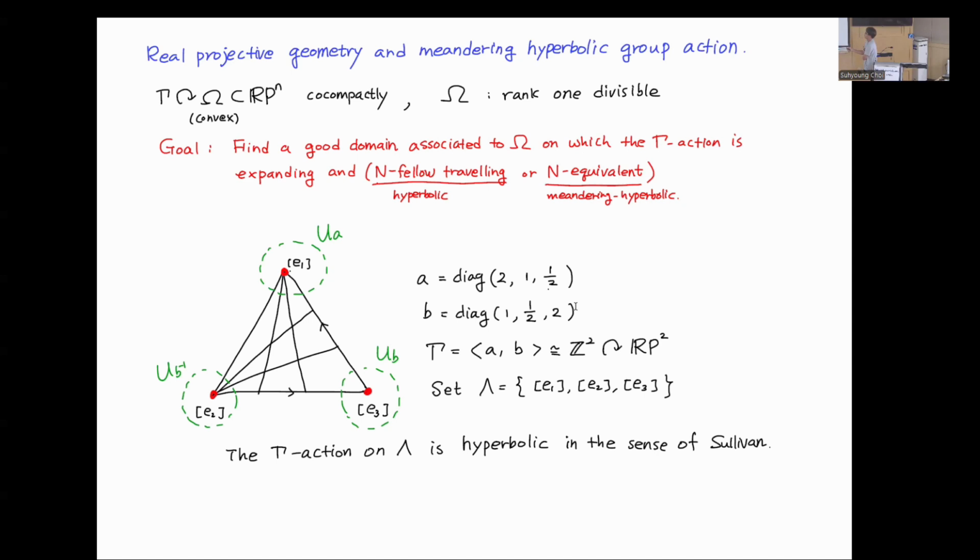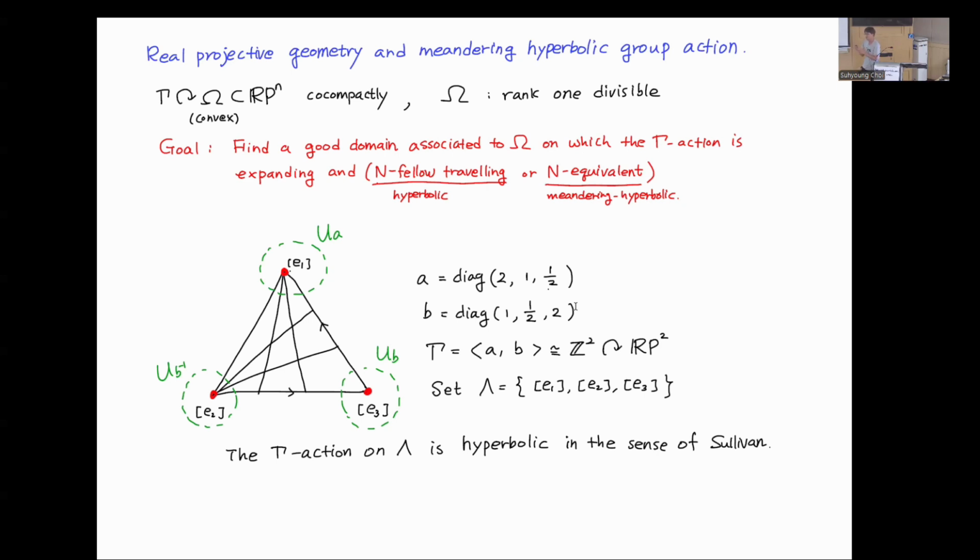Then what is a good domain associated to omega on which the action is expanding and maybe more parallel traveling and n equivalent? Because the convex co-compact action in real projective space is also stable. So we want to see whether this action satisfies some kind of hyperbolic action or meandering-hyperbolic action. Because if you think of the co-compact lattice of SL3R, that acts on some convex domain, right?